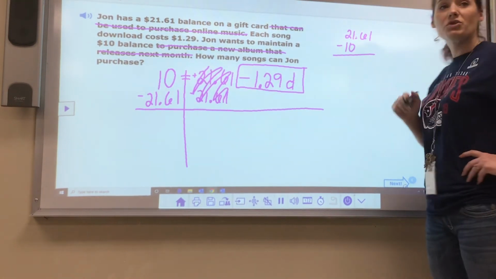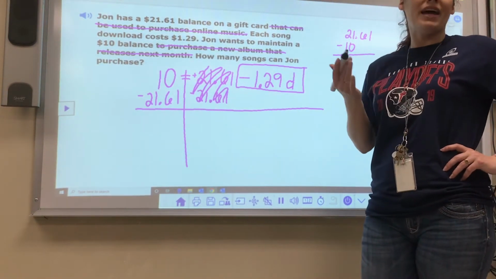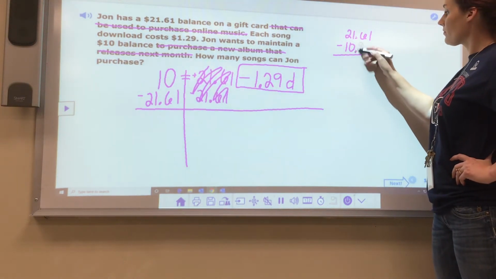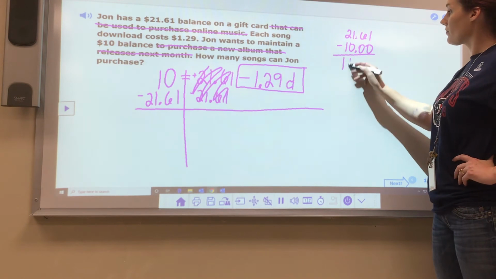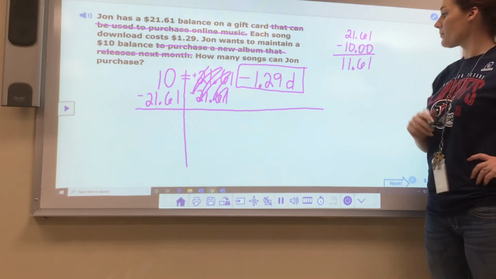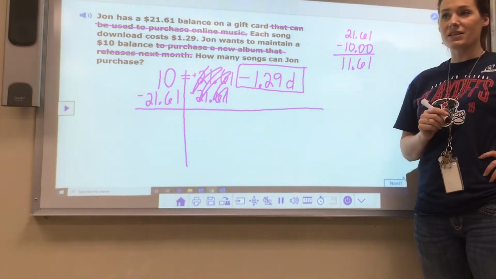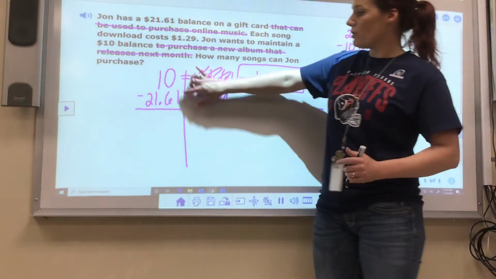When I say subtract 10 from it, move it down. Yeah, I get what you're saying. You subtract 10 from it, and then put two zeros. It doesn't matter. No, the two zeros are going to change it. Yeah, that's fine, we can do that. Okay, so 11.61. Why do we use subtraction?